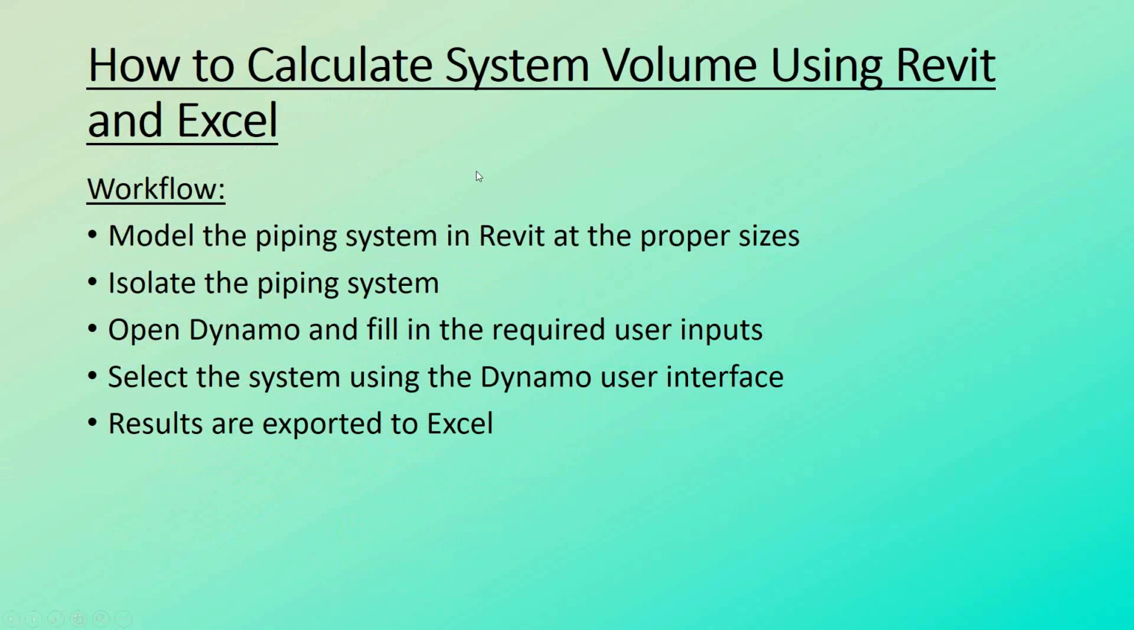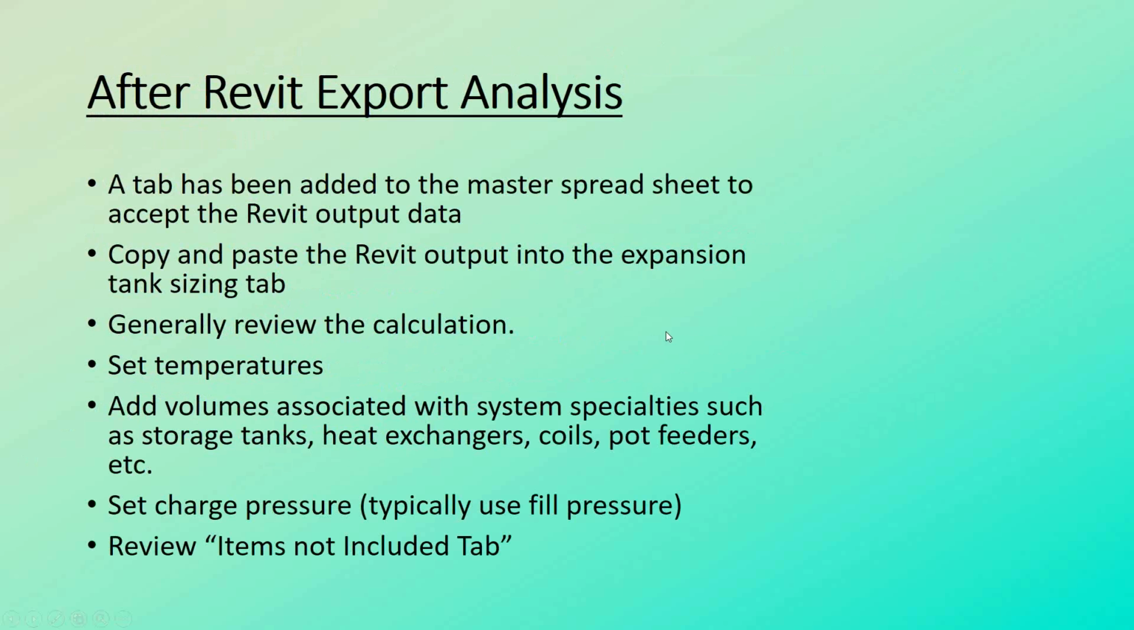This is a similar workflow, model the entire system. It's important that everything's modeled at the right size, of course. If you're like me, sometimes I like to just model it quickly, and maybe sometimes the size won't be exactly right, and then I'll find myself going back and revising that. So make sure everything's modeled at the right size. You're going to isolate just the piping system, and we're going to take a look at what that looks like right now.